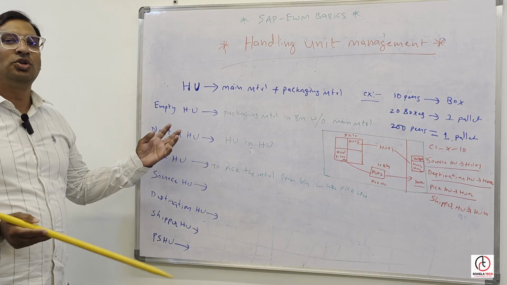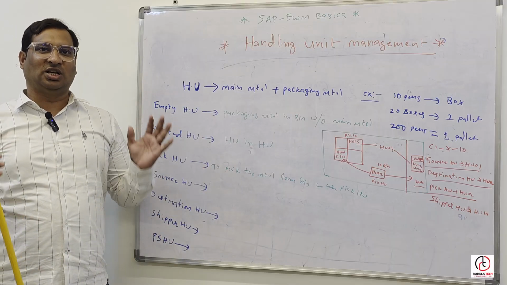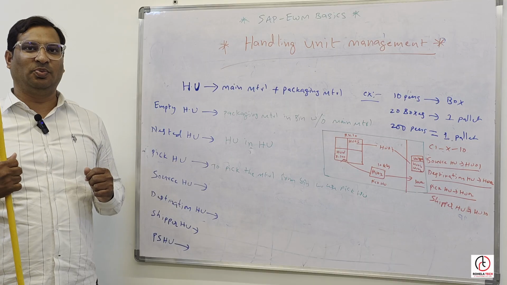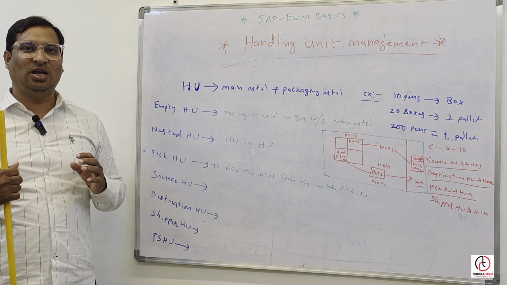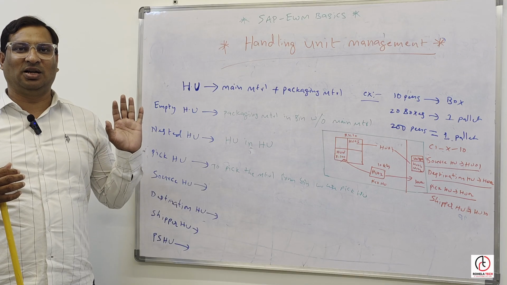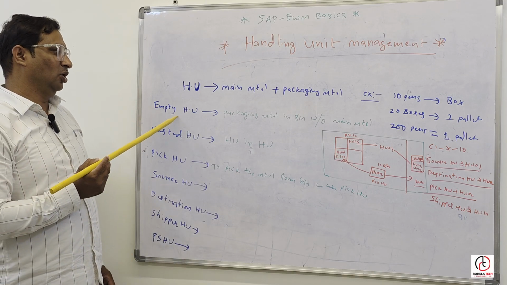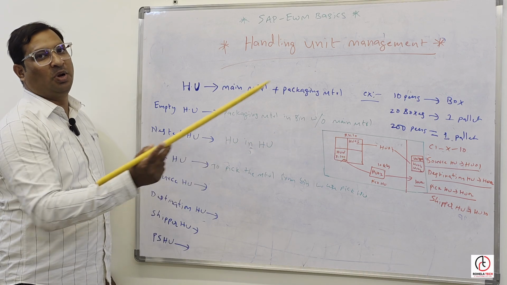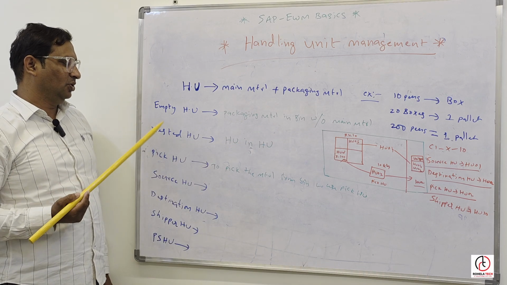Empty HU means, assume these handling units are available in the bin. We keep on picking the material or products from the HU in the bin. Finally only the HU is left over, no main materials are there, and then we call that an empty HU. Empty HU means packing material in a bin without main material.